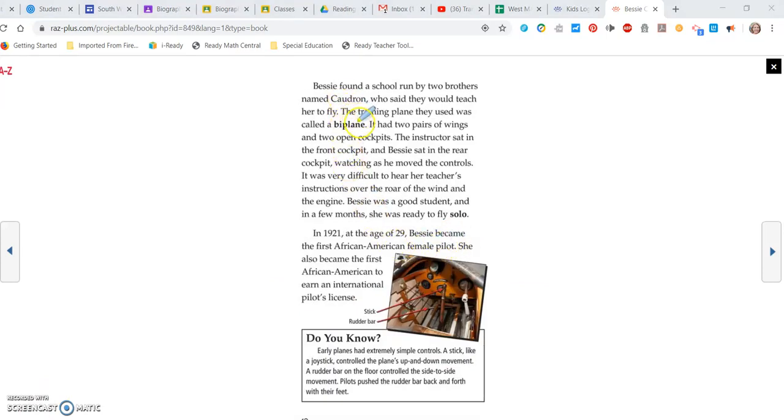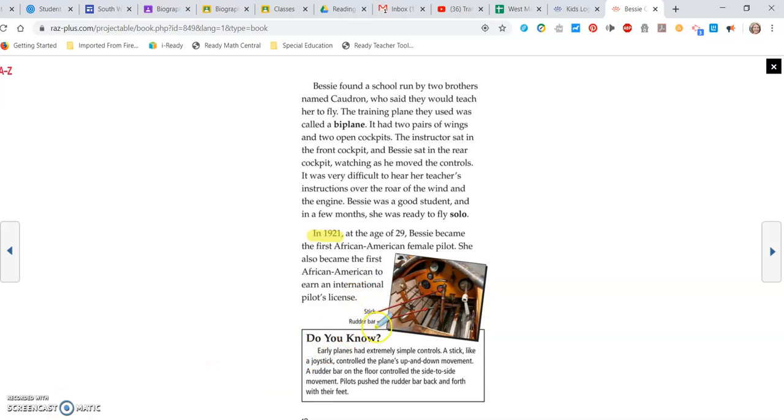So she learned to fly what was called a biplane, and this has 2 pairs of wings and 2 open cockpits. Okay, so she was a good student and she was ready to fly solo, or by herself, in a few months. In 1921, there's another transitional phrase with a year, at the age of 29. That gives me a good idea of the time that has passed. Bessie became the first African American pilot. She also became the first African American to earn an international pilot's license.